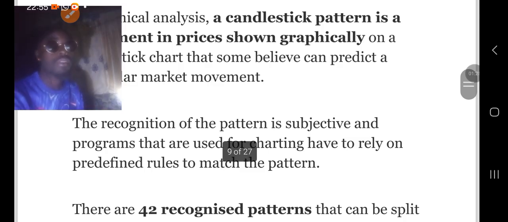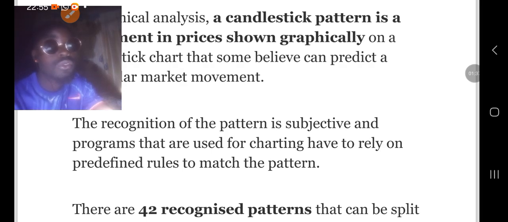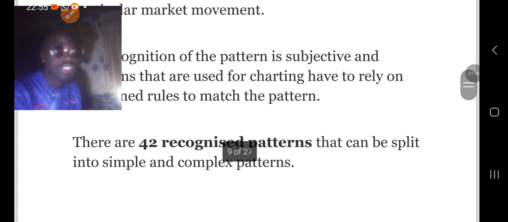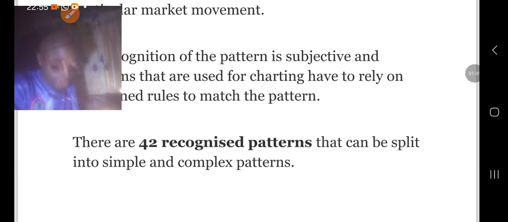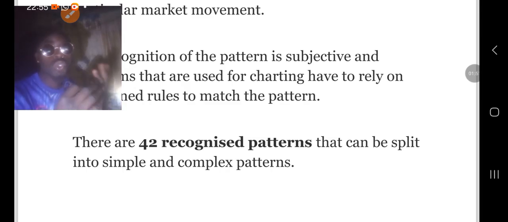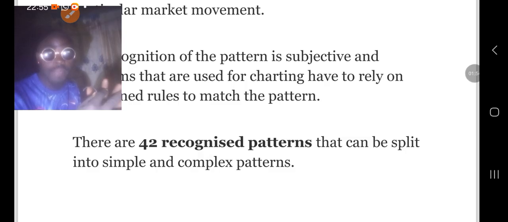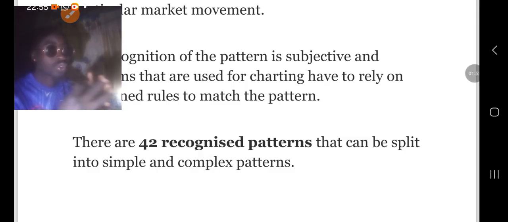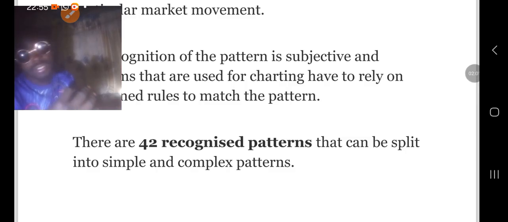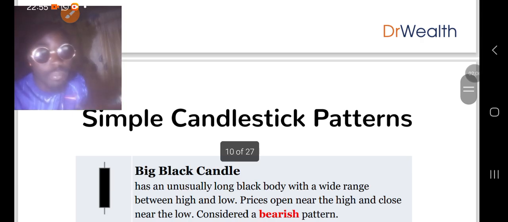The recognition of the pattern is subjective, and the programs used for charting rely on predefined rules to match the patterns. Also, there are different patterns. There are 42 recognized patterns that can be split into simple and complex patterns. It's not a must that you learn all of them. You can just pick some of them and use them. You can get 2 to 3 patterns and use them. If they work for you, that is very okay. Like me, I only use some reversal patterns.